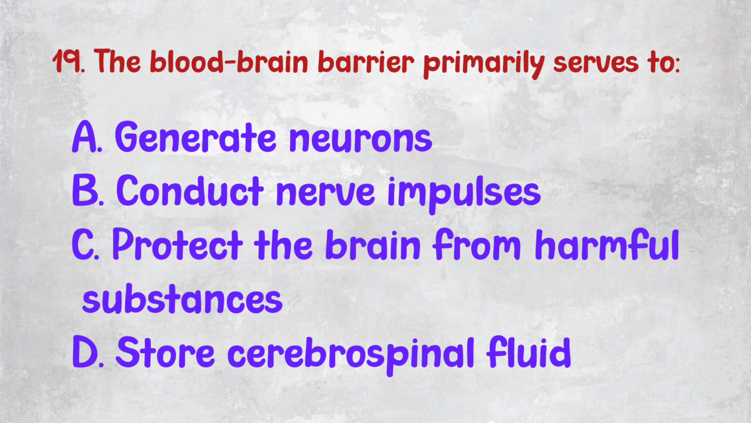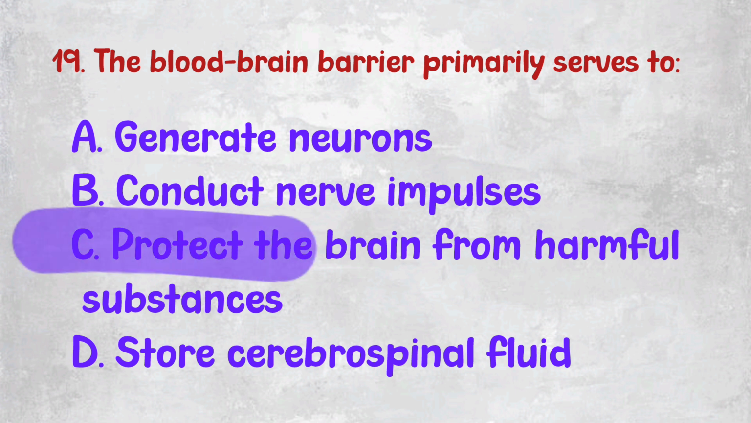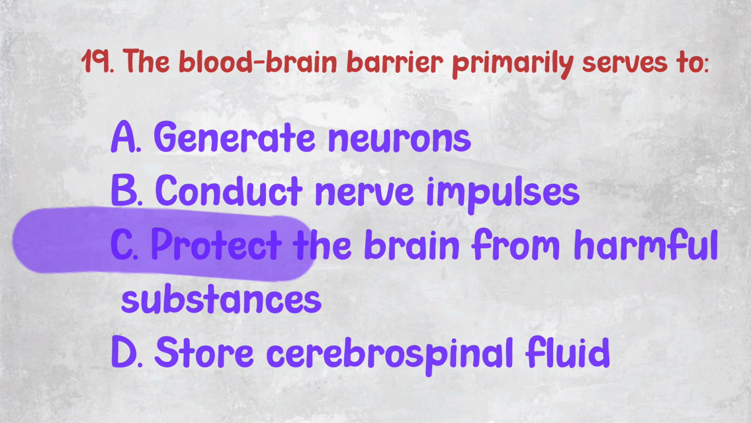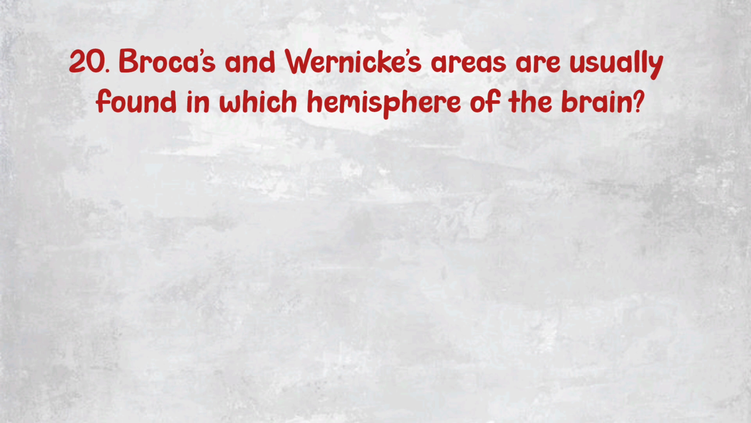Question number 19. The blood-brain barrier primarily serves to: A, generate neurons, B, conduct nerve impulses, C, protect the brain from harmful substances, and D, store cerebrospinal fluid. Our answer is C, it protects the brain from harmful substances. The blood-brain barrier tightly regulates what enters the brain from the blood, also protecting it from toxins and pathogens.